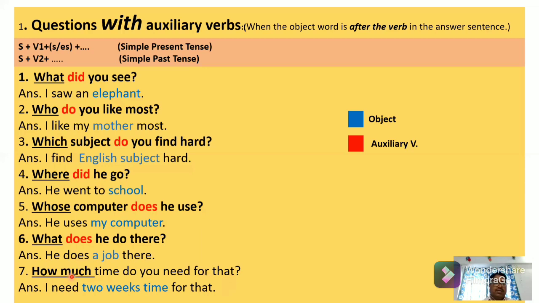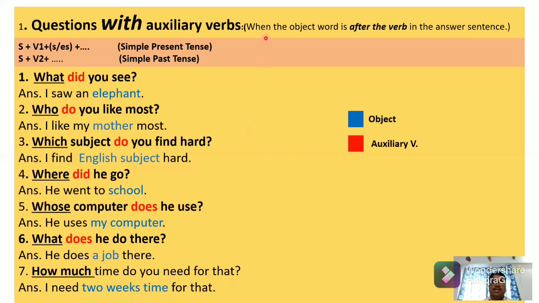Anyway, what is the answer of the question word how much? 2 weeks time is the answer of the question word how much. And again, it is following the main verb need. It is coming after need and not before the main verb, but it is coming after the main verb in the answer sentence. And it perfectly fits the rule.